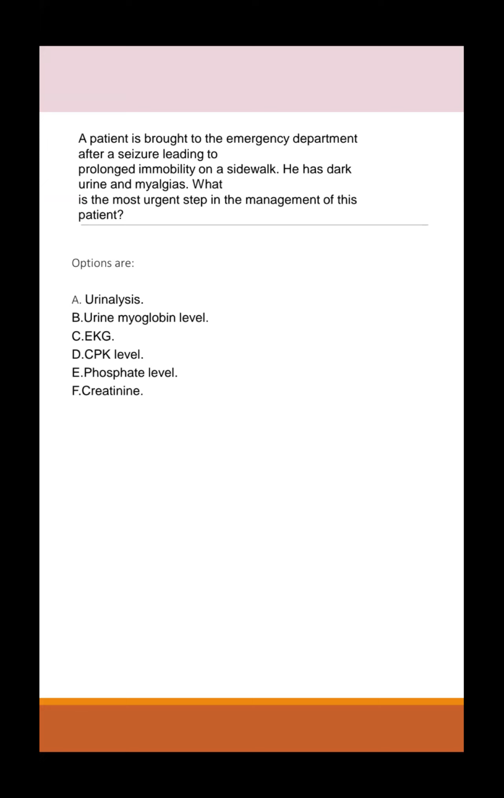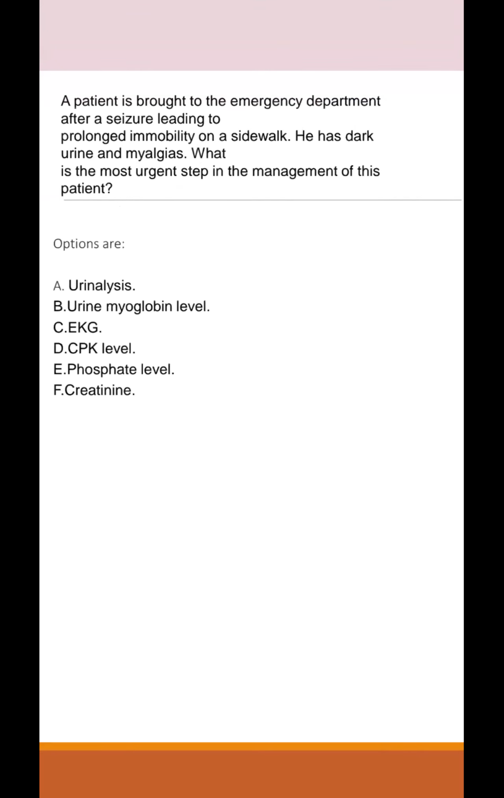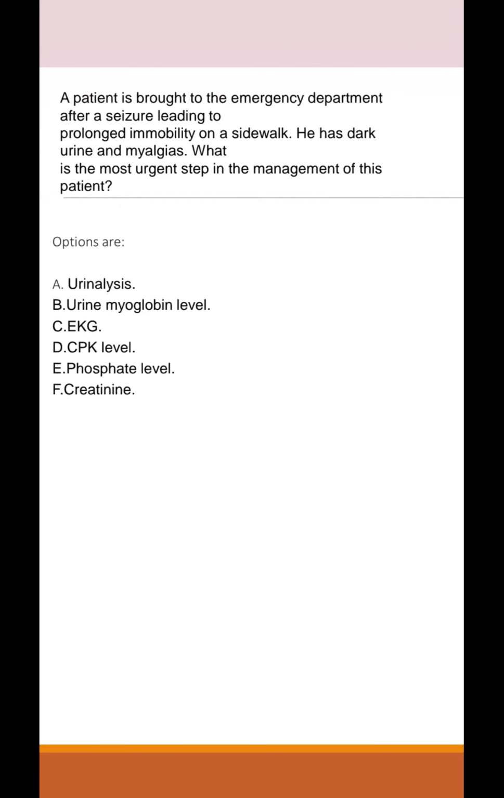Yes, ma'am. A patient is brought to the emergency department after a seizure leading to prolonged immobility on the sidewalk. He has dark urine and myalgia. What is the most urgent step in the management of the patient? My diagnosis is rhabdomyolysis. Urine analysis is wrong. Phosphate and creatinine are wrong. So it's either B or D.